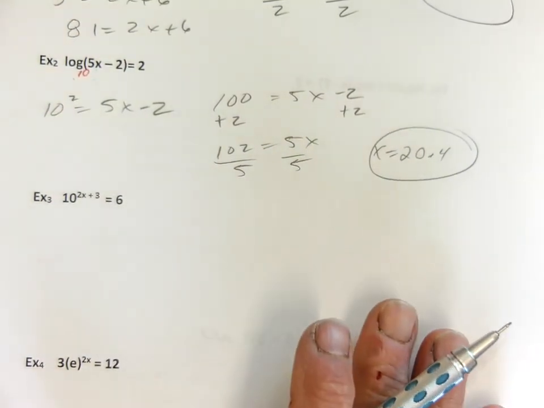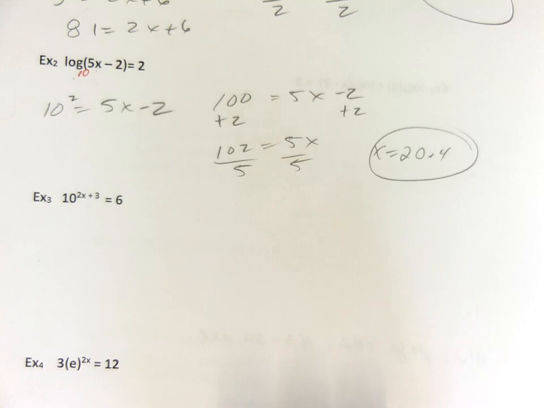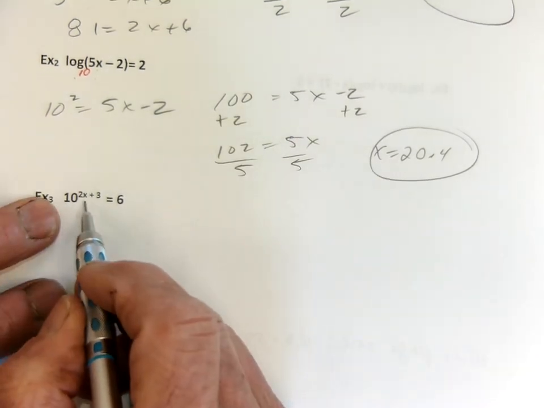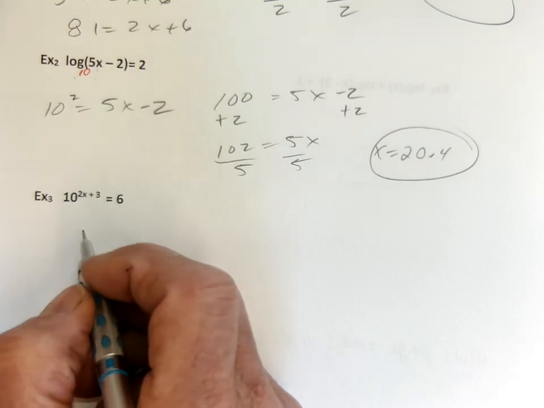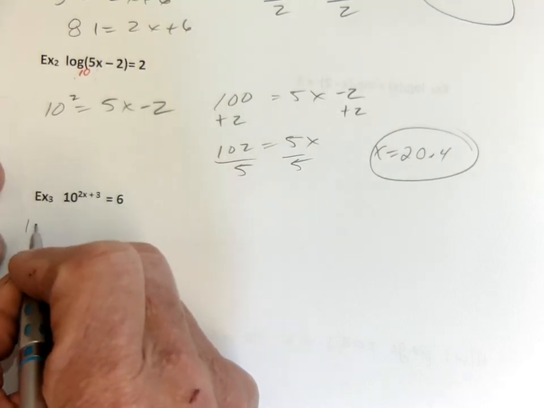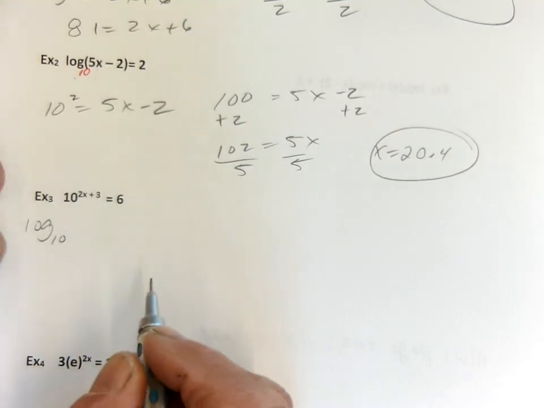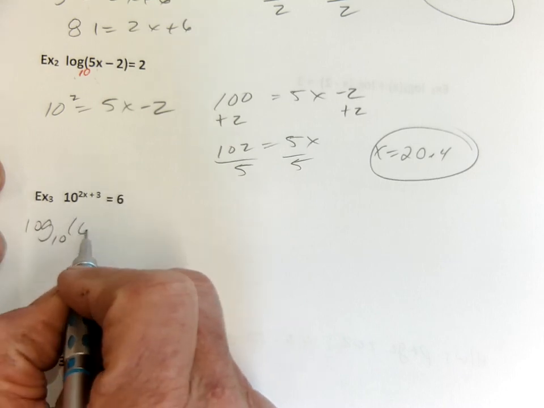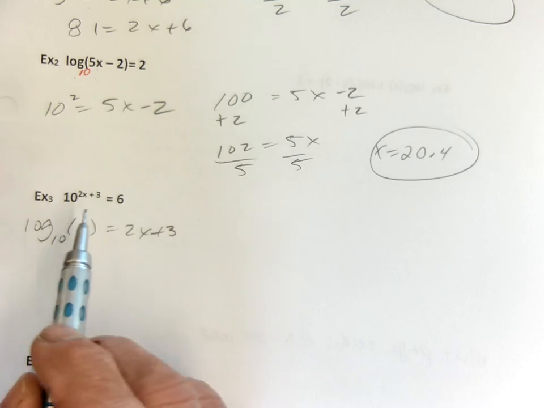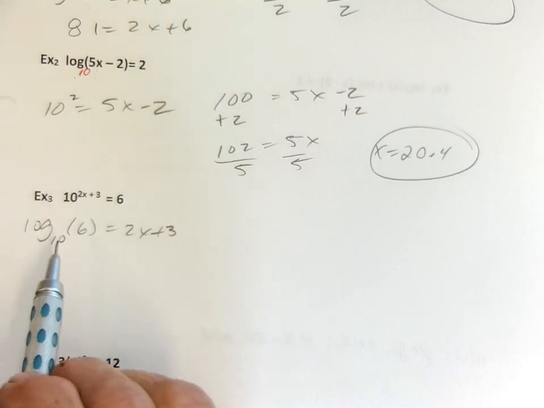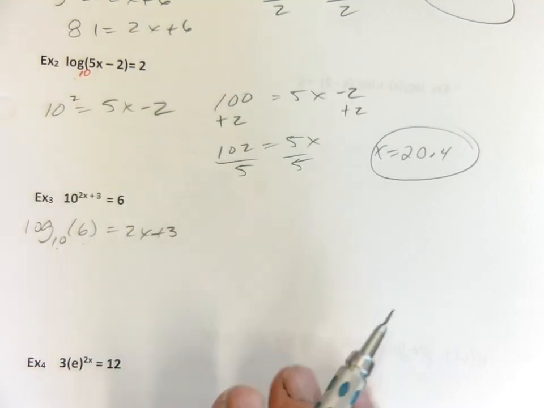Example 3 isn't a log equation, but it's going to be once I change it. So 10 to the 2x plus 3 equals 6. What do I do? Well, I'm going to change it to log form, instead of exponential form. So we'll go log base 10, which we can do on our calculator, of 6 equals our exponent of 2x plus 3. So I'm changing it from exponential form to log form. So log base 10 of 6 equals 2x plus 3.